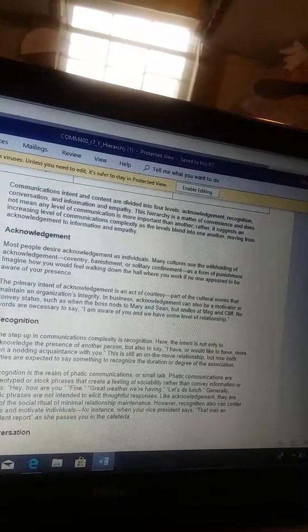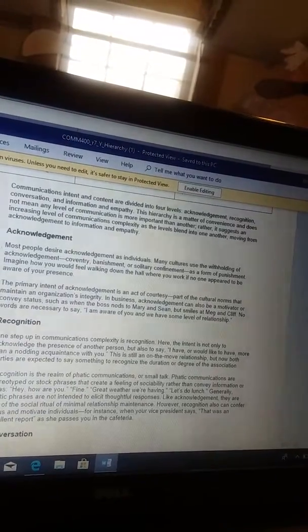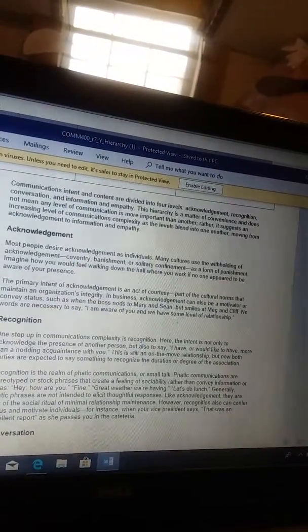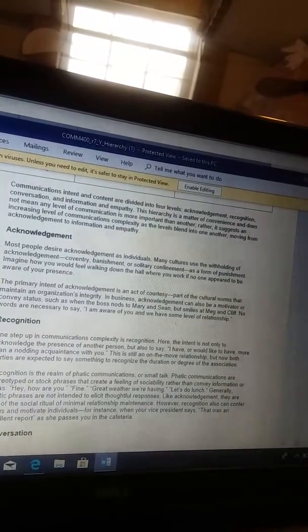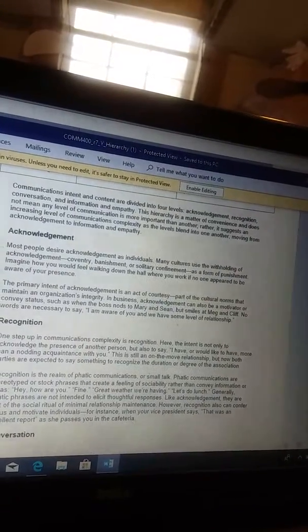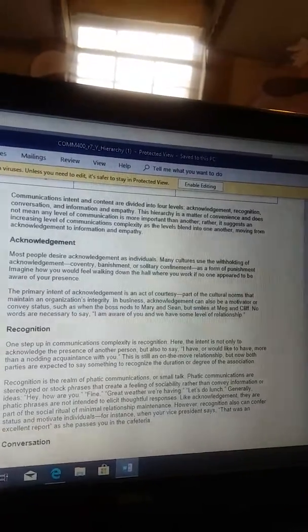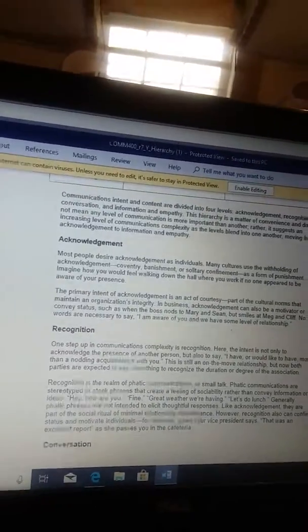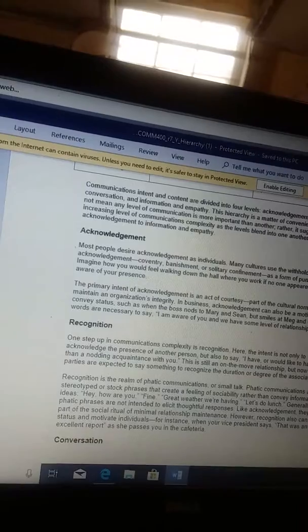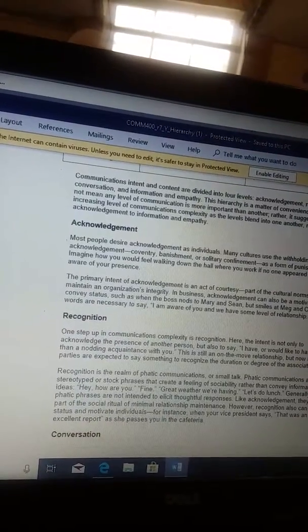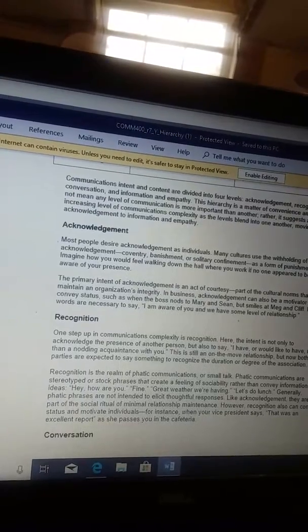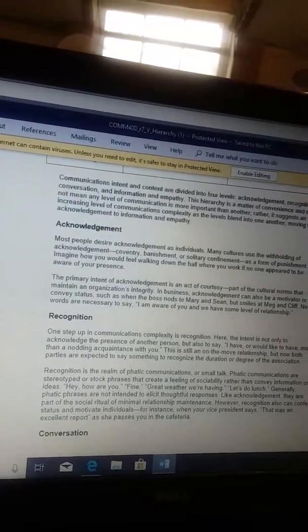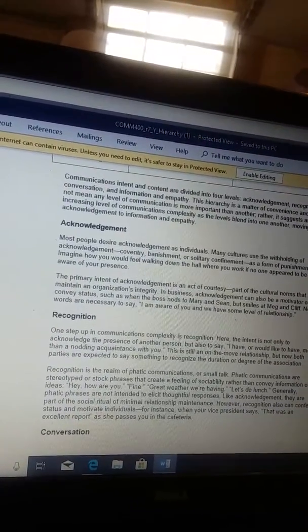The primary intent of acknowledgement is an act of courtesy, part of the cultural norms that maintain an organization's integrity. In business, acknowledgement can also be a motivator or convey status, such as when the boss nods to Mary or Sean, but smiles at Meg and Cliff. No words are necessary to say, "I'm aware of you," when we have some level of relationship.